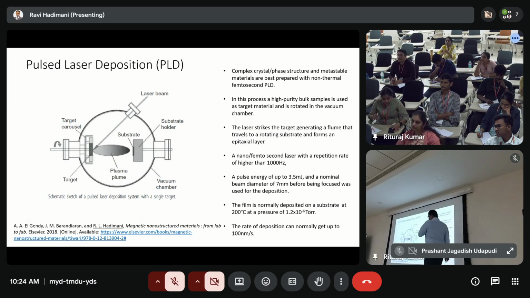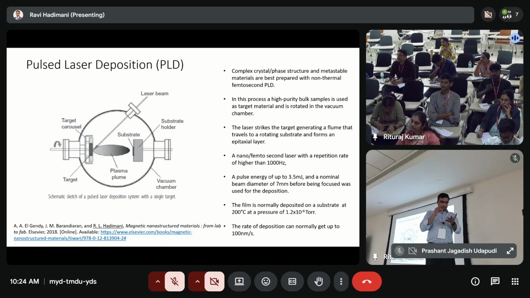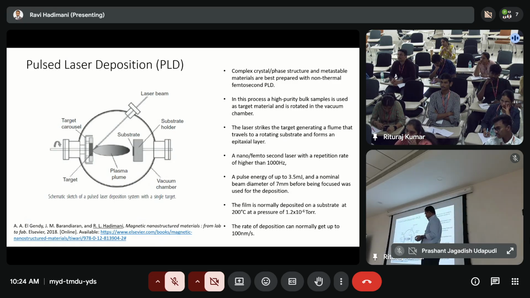The particle size depends on the resolution of the laser. So if it's very small, then you get smaller particles out. And of course, you want smaller particles. But pulse laser deposition usually gives you a particulate type of deposition on your substrate. It's not epitaxial like sputtering or e-beam, but you can anneal it and get an epitaxial film.